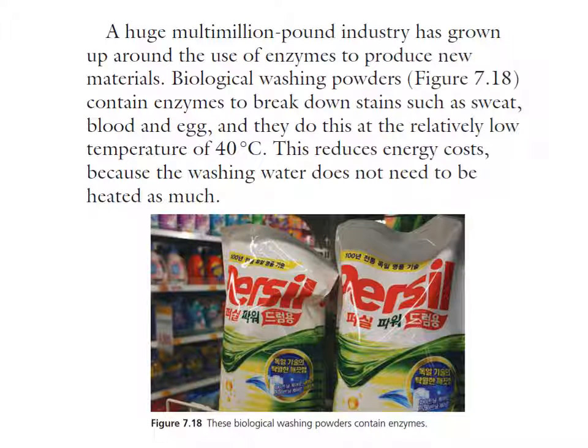A huge multi-million pound industry has grown up around the use of enzymes to produce new material. For example, biological washing powder contains enzymes to break down stains such as sweat, blood and egg, and they do this at a relatively low temperature, that is 40 degrees. This reduces energy cost because the washing water does not need to be heated as much. They will work at lower temperature.